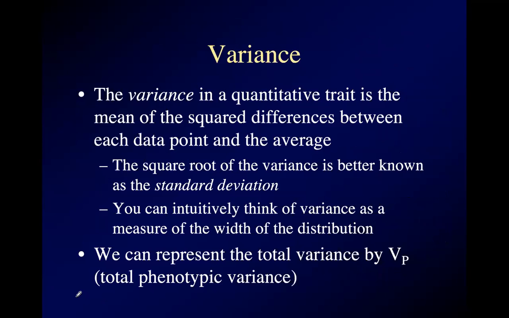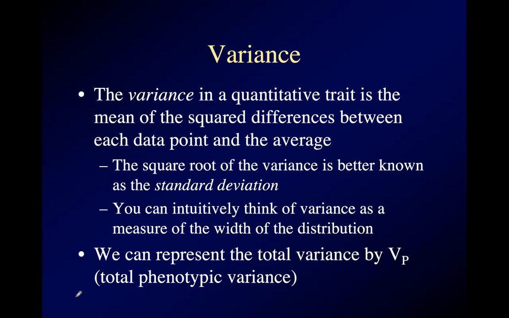When we work with quantitative traits, what we measure in a population is a quantity called the variance. The variance in a quantitative trait goes like this. We take each data point, we calculate the average, we square the differences between each data point and the average, and we take the mean of those squared differences. That's the variance. If we take the square root of the variance, we get the standard deviation, which is a term I think you've seen before.